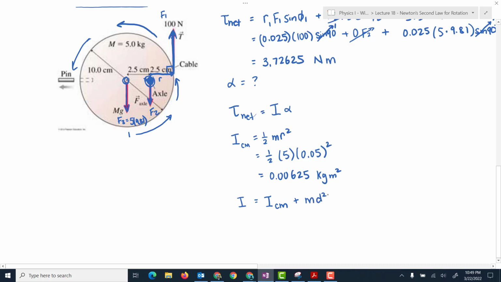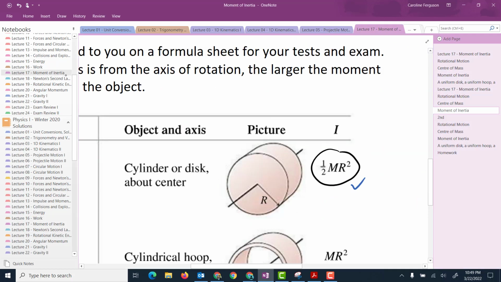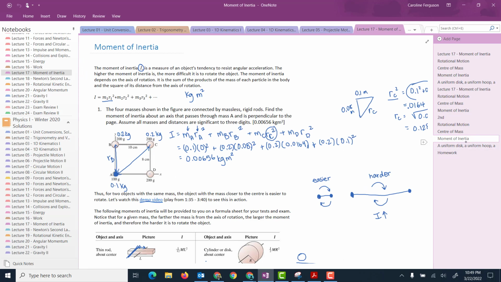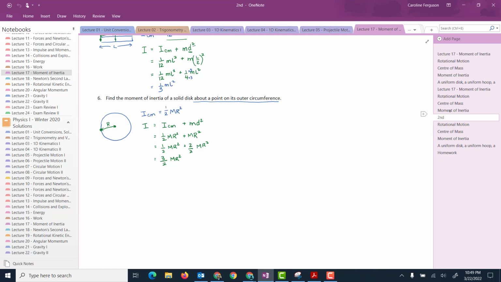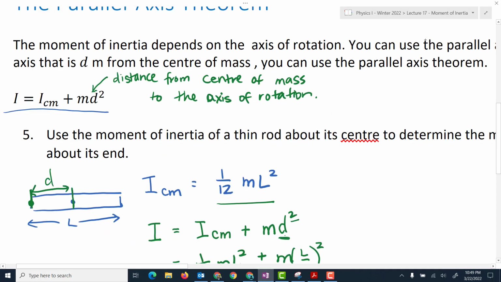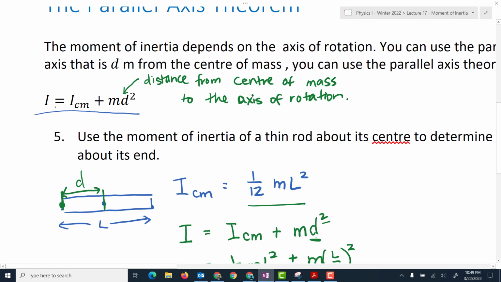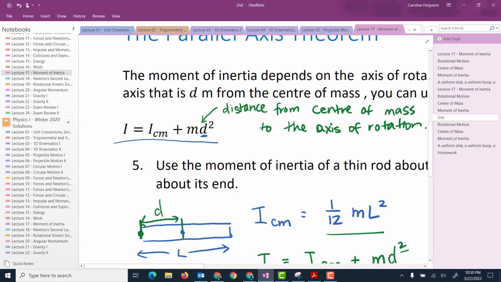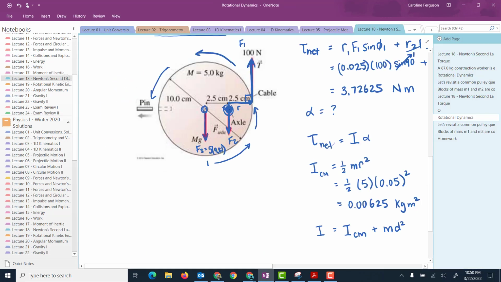Okay, so quick refresher, let me just go back to that last lecture. Let me see if I can find it. It's right here, parallel axis theorem, just as a refresher. So we have the moment of inertia is equal to the moment of inertia at the center of mass plus md squared, where d is the distance from the center of mass to the new location where the actual axis of rotation is now. So let's go back to this lesson.